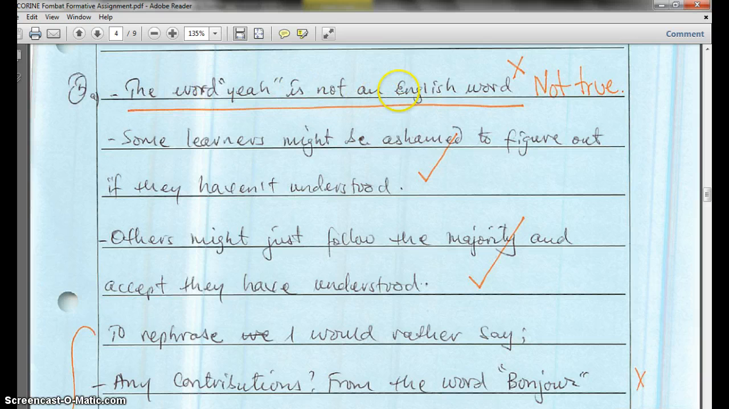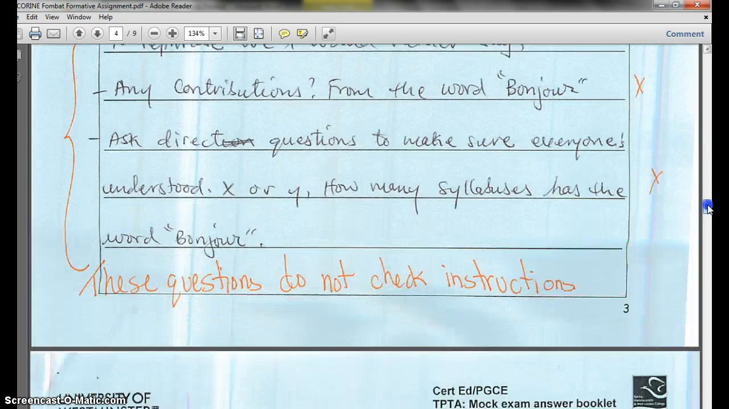The word yeah is not an English word. I disagree with you. We say it all the time. So actually it is an English word. It's just very informal and colloquial. Some learners might be ashamed to figure out if they haven't understood. Definitely. Others might just follow the majority and accept they have understood. Yeah, definitely. So that's why you shouldn't ask that question.